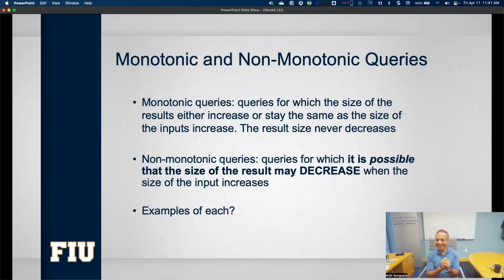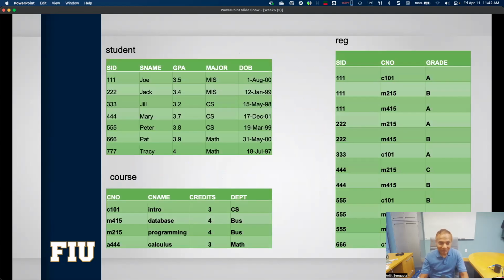But there are these types of queries for which it is possible that the size of the result may decrease as you increase the size of the input. Sounds very strange, doesn't it? Well, today we're going to look at a few of those types of queries. So we're going to take this very simple example of students registered for a course. So this is kind of the table set that we're going to be looking through. I'm going to keep these simple enough so that the logic is easy to understand. But believe it or not, even with something as simple as that, you can really do some fairly complicated queries.